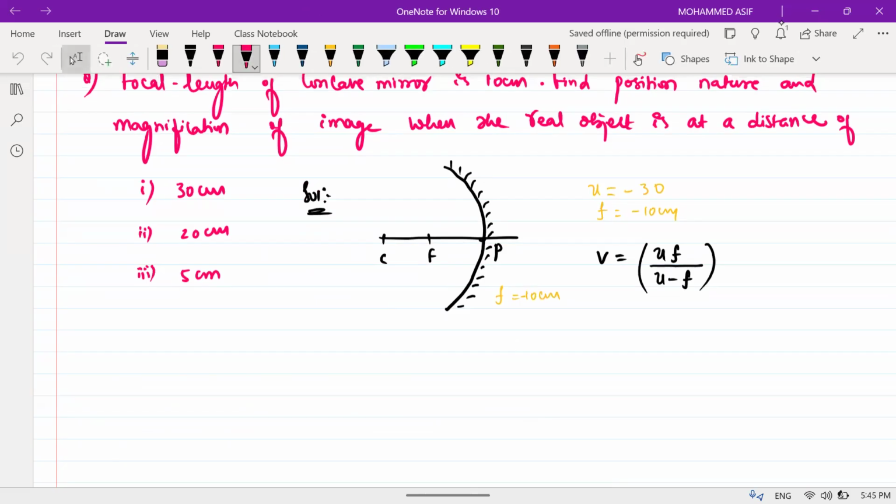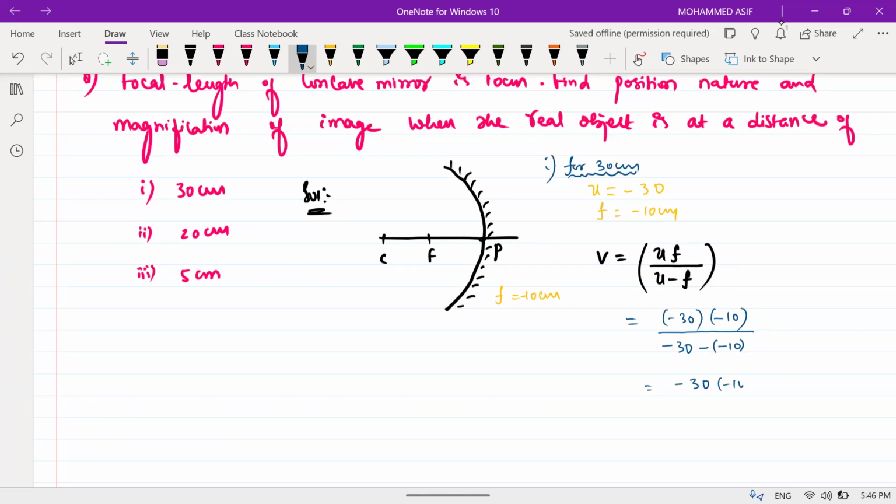Anyone? V is equal to U into F divided by U minus F. So how much am I getting for the image for the first case, for 30 centimeters? For 30 centimeters, we are doing the problem. How much am I getting for the image? Anyone? U is equal to minus 30, focal length is equal to minus 10, divided by U minus F, that is minus 30 minus of minus 10. Just do the simplification. It is minus 30.